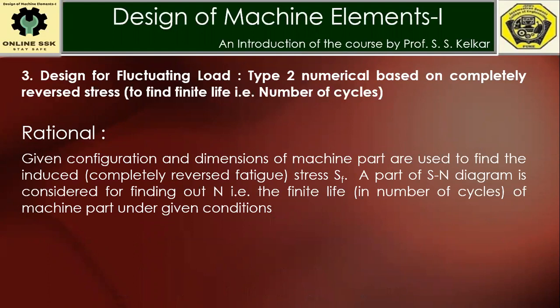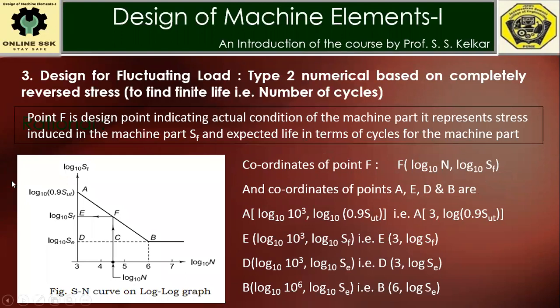Now, as in the previous video tutorial, here also we have to use the same formula: UT minus SF divided by UT minus SA is equal to (N minus 3) divided by 3. Here, an abstract of the S-N fatigue curve will be taken into account as specified here. We have already discussed this. Just to recall, let us repeat some terms again. F is the design point.